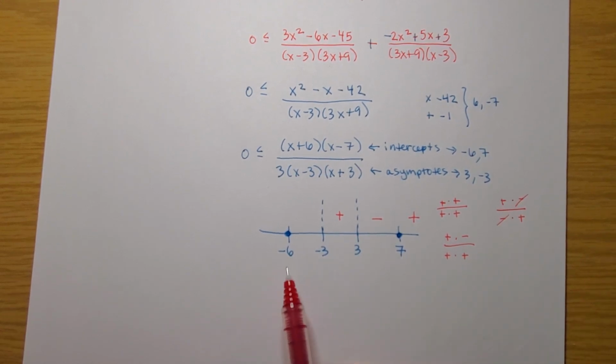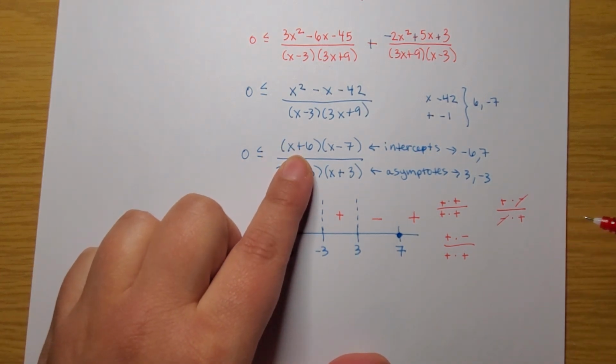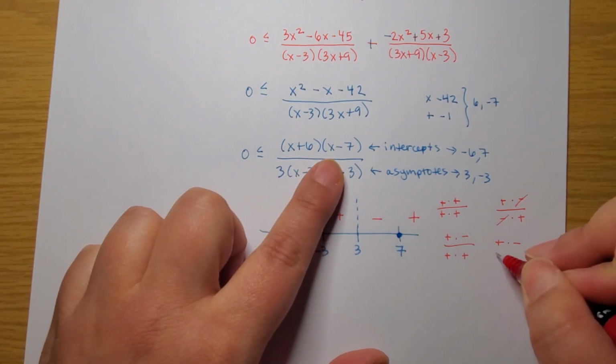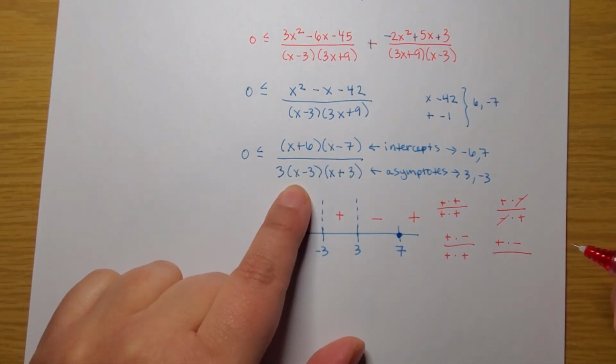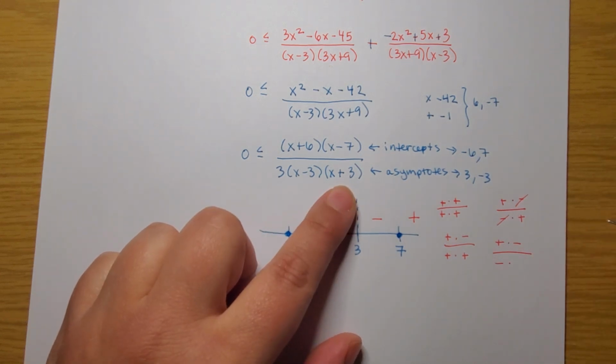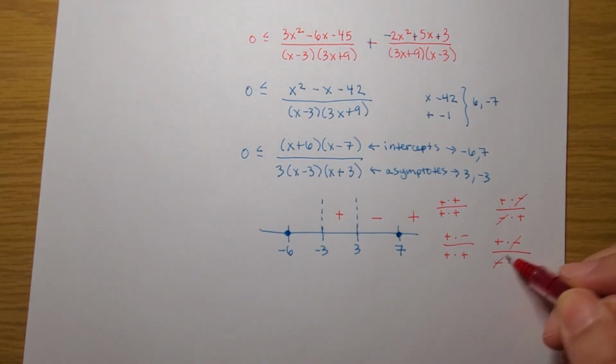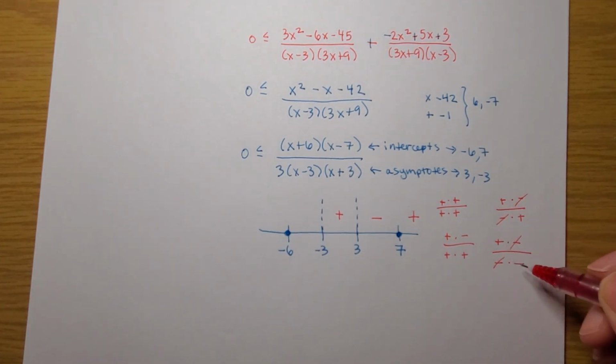So between negative 3 and negative 6, let's go with negative 4. Negative 4 plus 6 is a positive 2. Negative 4 minus 7 is negative. Negative 4 minus 3 is negative. And negative 4 plus 3 is negative. So we get some negatives canceling. So I get a positive over negative, which is a negative.